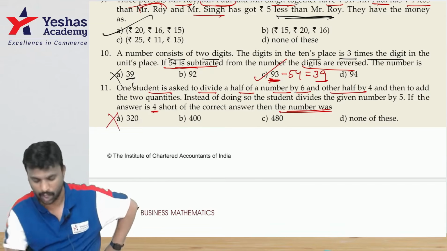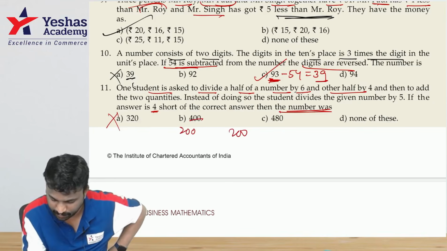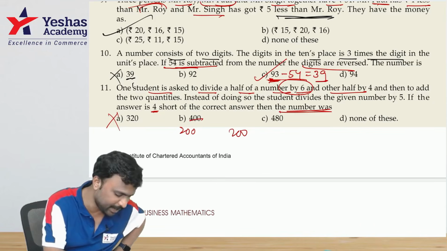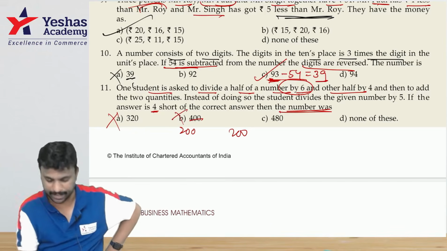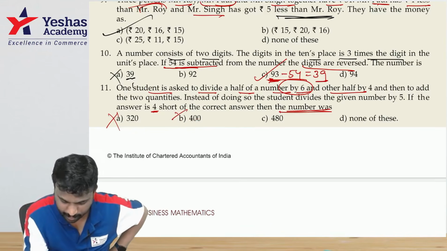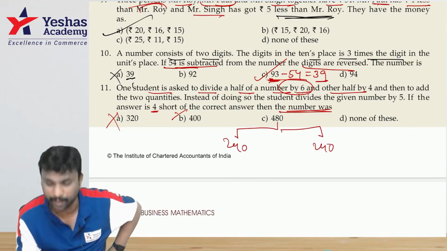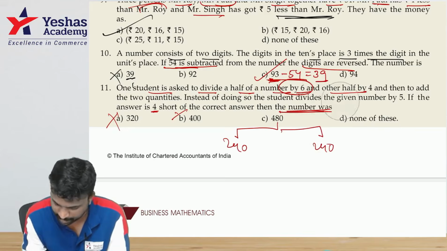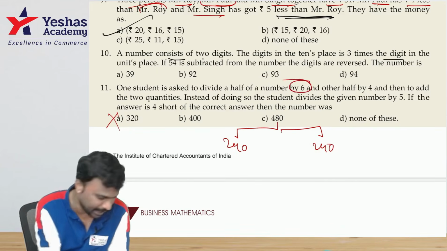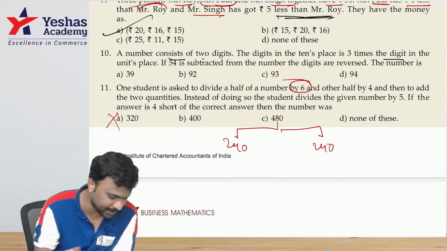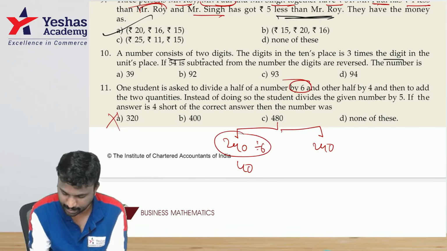Have you understood? How about 400? Half of 400 is 200 and 200. If I divide the first half by 6, 200 by 6, is it a whole number? No, avoid this option. Guys, option C, if I take 480, half is 240, the other half is also 240. Guys, the first half by what number should you divide? 6. 240 by 6, how much is it? 240 divided by 6 is 40. Right? On dividing this by 6, I get 40.